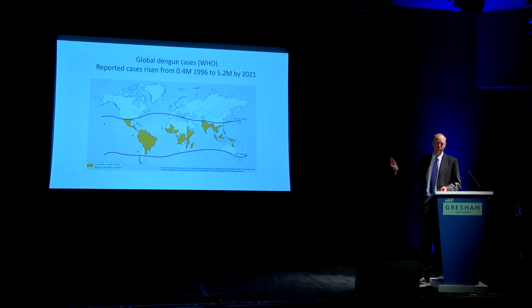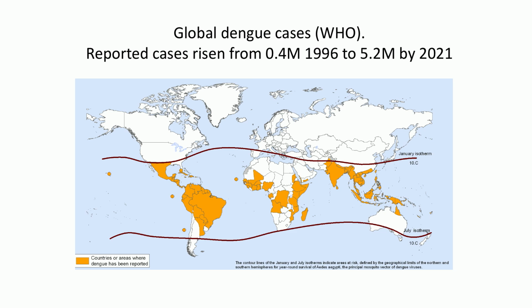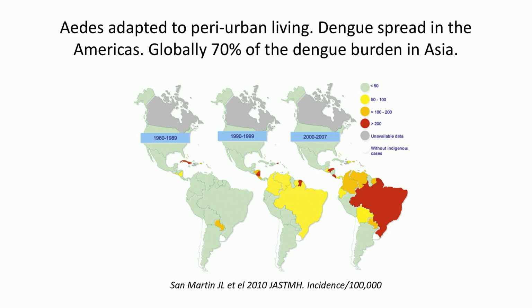It's currently mainly in the tropical zones, the 10-degree isotherms. It's to do with temperature and rainfall primarily. But it's spreading. So Aedes is now really well adapted to the peri-urban areas around the world. So this is to give an example in Latin America, where Aedes-transmitted infections have gradually increased.